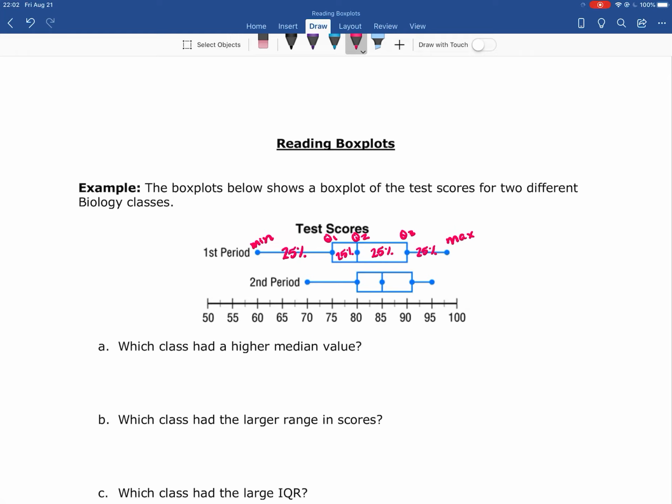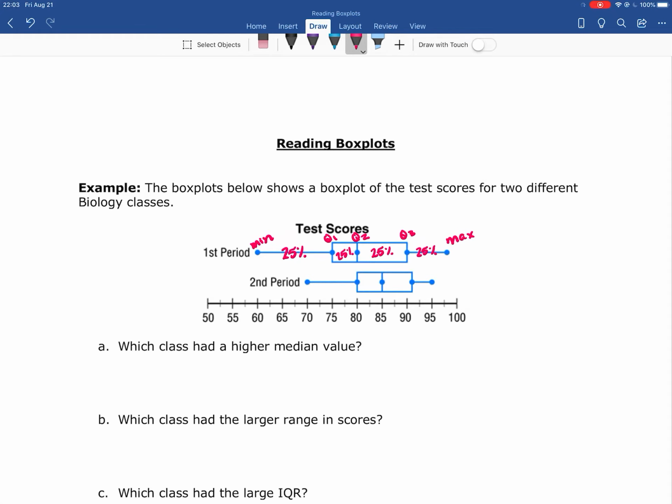So if the first period class consisted of 20 students, that means 4 students scored between a 60 and a 75. That's the minimum to Q1. 4 students scored between 75 and 80. 4 students scored between 80 and 90. And 4 students scored between 90 and 97.5-ish. I'm kind of having to approximate what the max is. I think that's about 97.5.